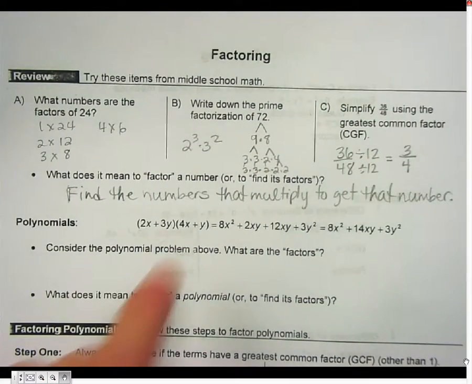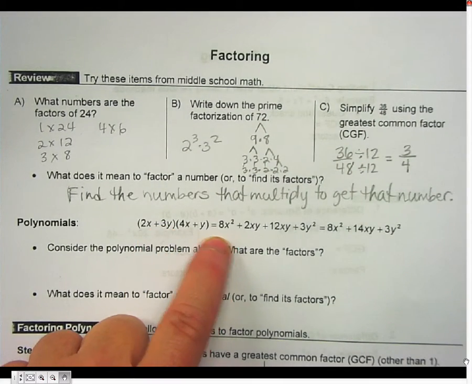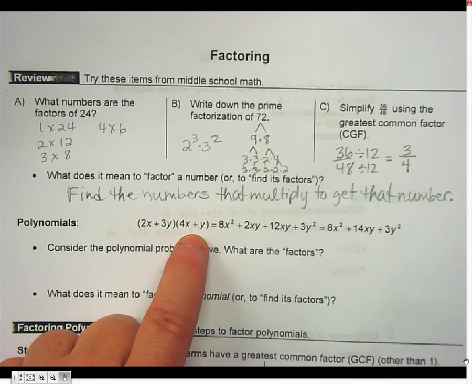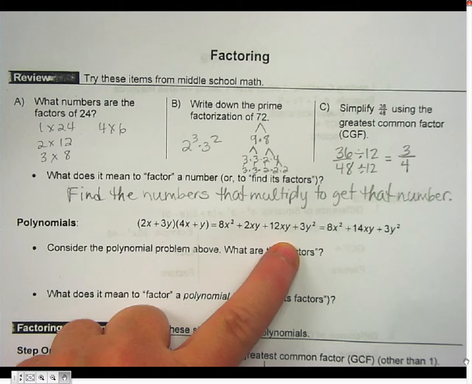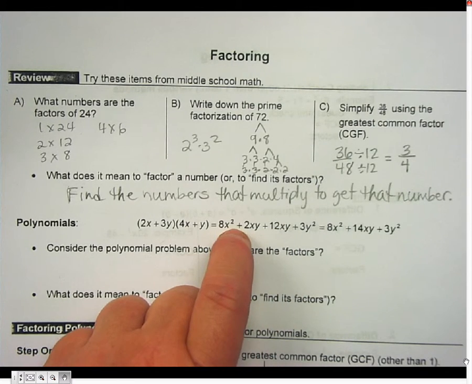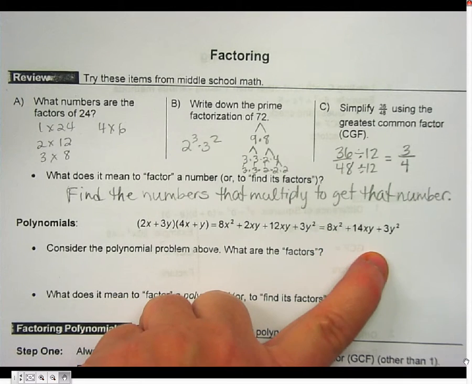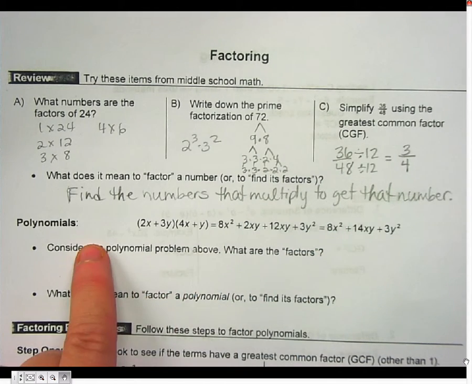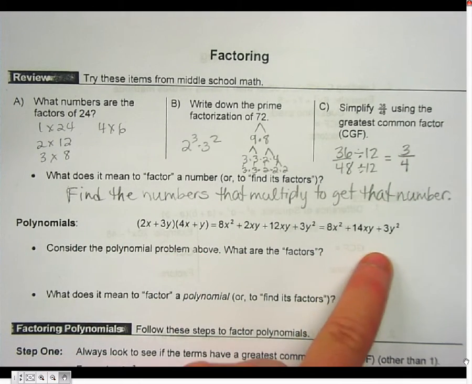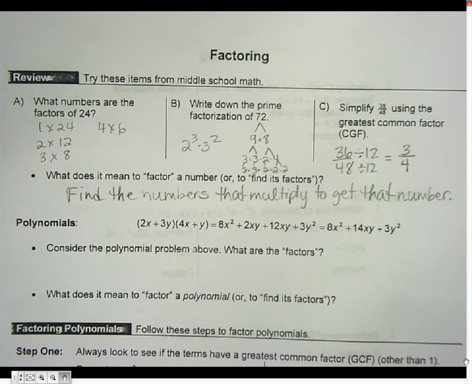All right, so then we've got these polynomials. Well, these are two binomials that are multiplied together. And they used FOIL, and they got this, and then they combined the 2xy and the 12xy, and they got 8x squared plus 14xy plus 3y squared. So it's considered this problem above right here. What are the factors? Which ones are the factors?